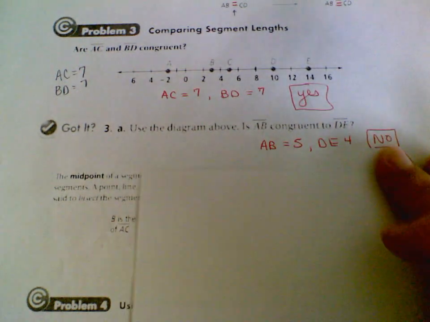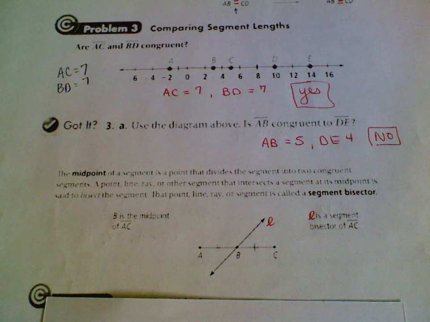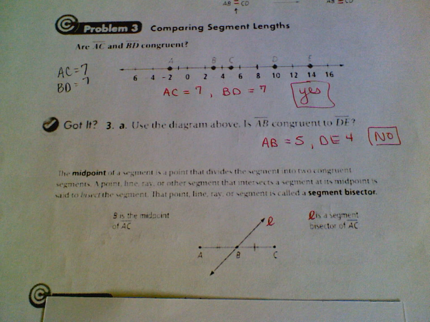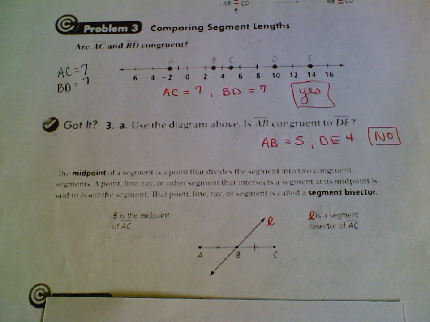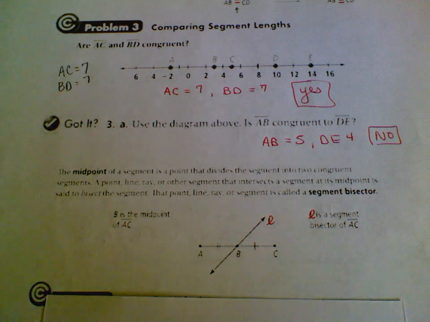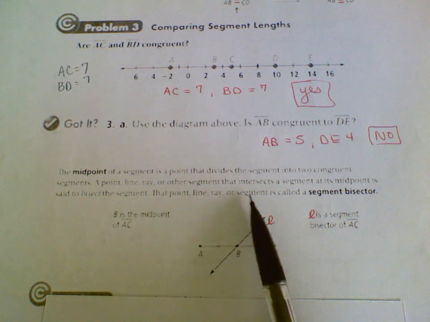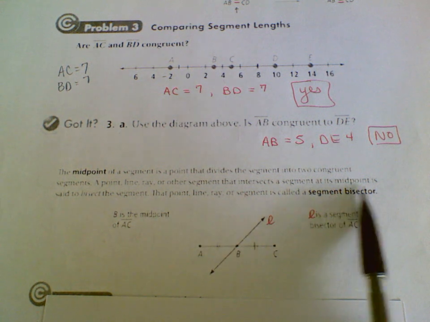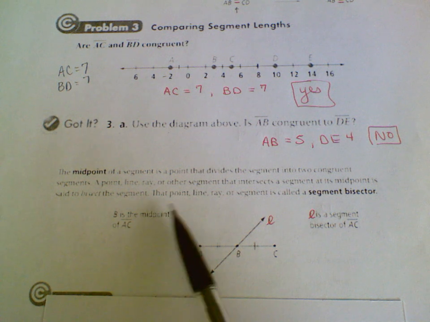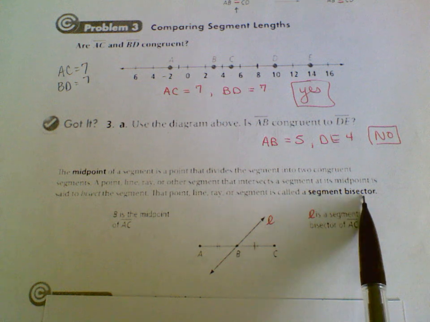Last piece, midpoint. Midpoint is something we will continually use over and over again. The midpoint of a segment is a point that divides the segment into two congruent segments. Midpoint. Mid meaning middle, point meaning point. So that means I'm at the midpoint. The other thing that it gives to you is a point, line, ray, or other segment that intersects a segment at its midpoint is said to bisect. That point, the line, ray, or segment, is called a segment bisector.